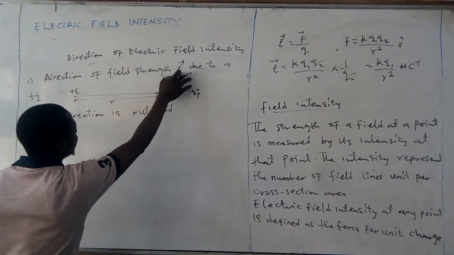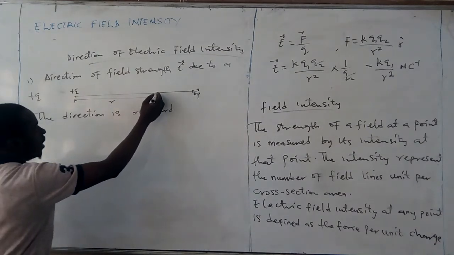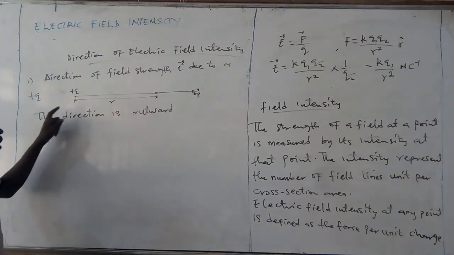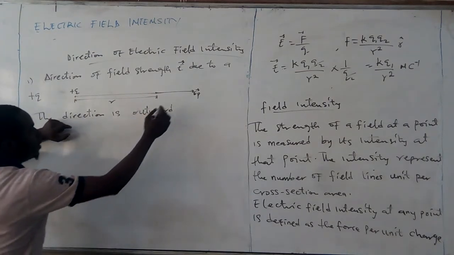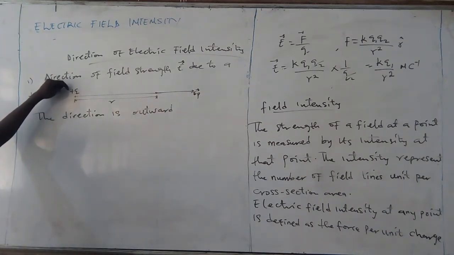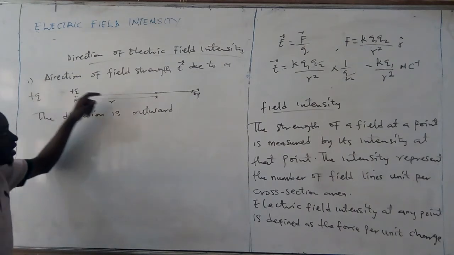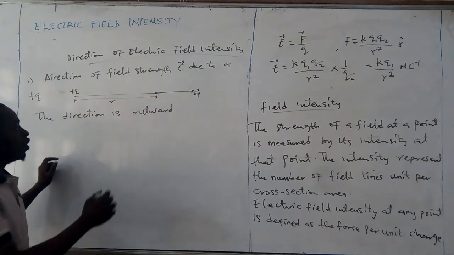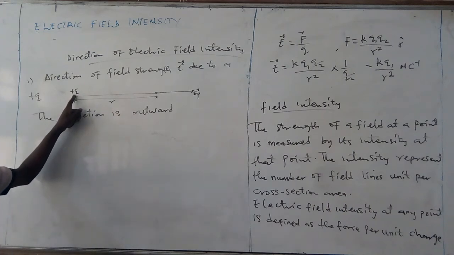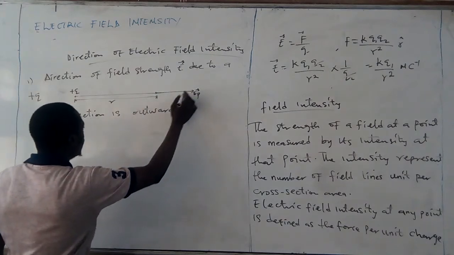So what is the direction of the field strength E due to a positive charge? If we have a positive charge like this and we have the electric field at this point P, then the direction is outward. That is, it will be moving in this direction, because this is a point charge and we also have a test charge. The test charge we normally use is a positive charge. If a positive charge and a positive charge move closer to each other, they will repel. Then the direction will move outward.